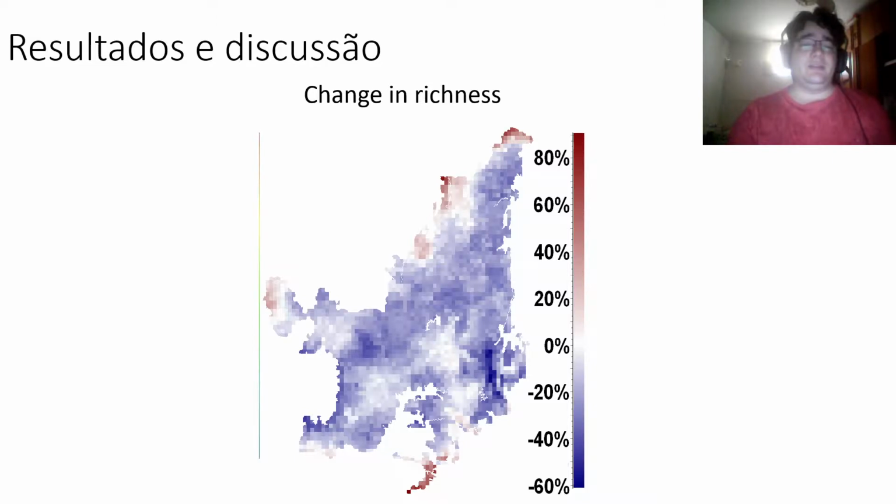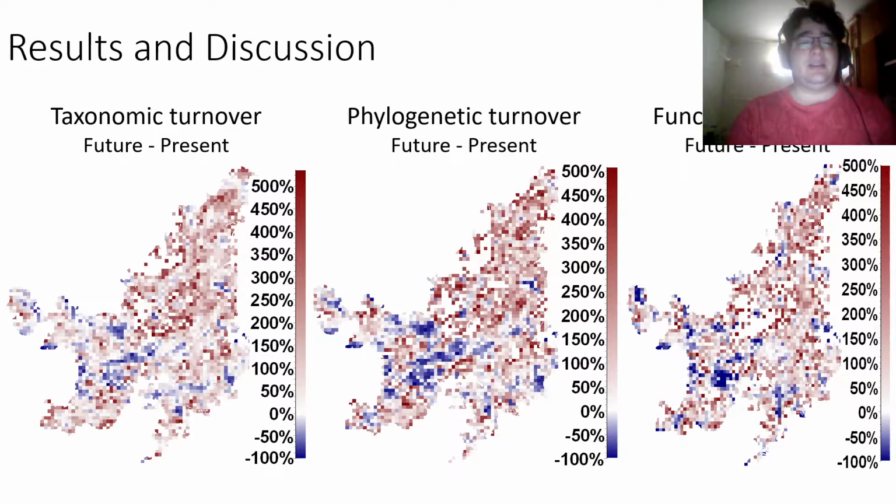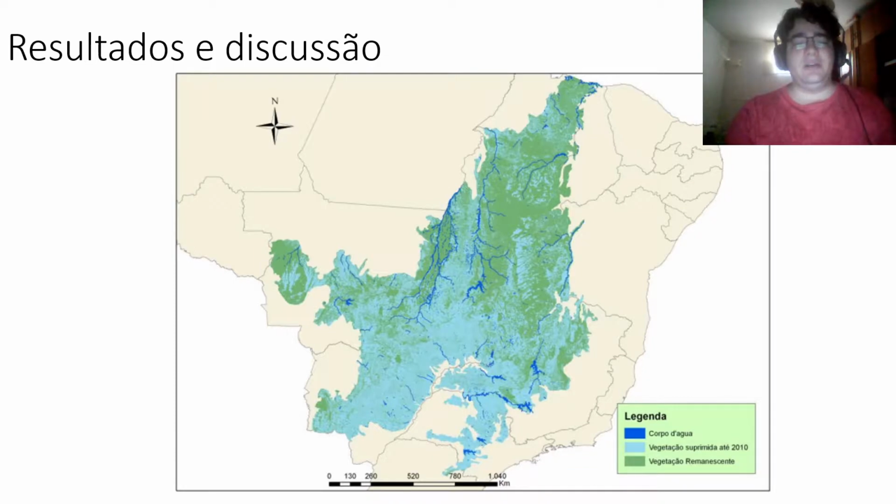We saw that richness would decrease in north Cerrado, and also that biotic homogenization would be higher in southern Cerrado. You can see that in blue in the Cerrado map. And why in southern Cerrado? Well, probably because the southern Cerrado is the region with the least amount of remaining native vegetation.